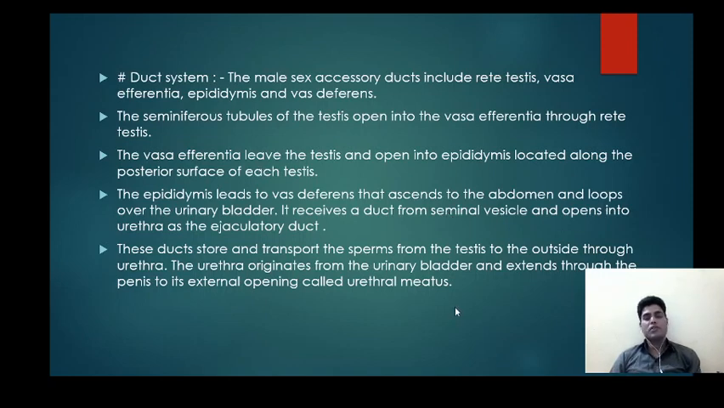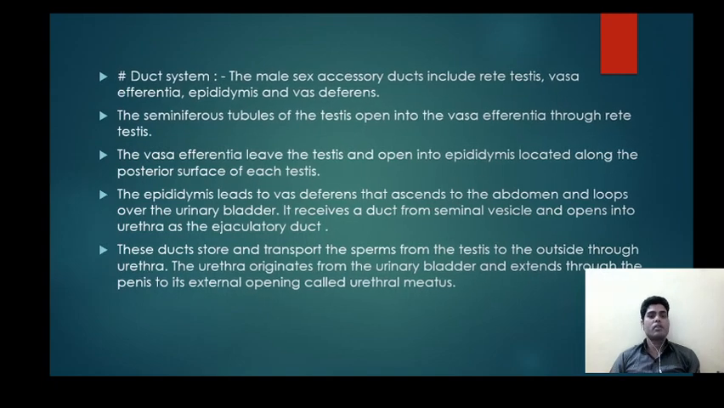The seminiferous tubules of the testes open into the vasa efferentia through rete testis, and the vasa efferentia leave the testes and open into the epididymis located along the posterior surface of each testis. And the epididymis leads to the vas deferens that ascends to the abdomen and loops over the urinary bladder. It receives a duct from the seminal vesicle and opens into the urethra as the ejaculatory duct. These ducts store and transport the sperms from the testes to the outside through the urethra. The urethra originates from the urinary bladder and extends through the penis to its external opening called the urethral meatus. So these are the different ducts present in the duct system.